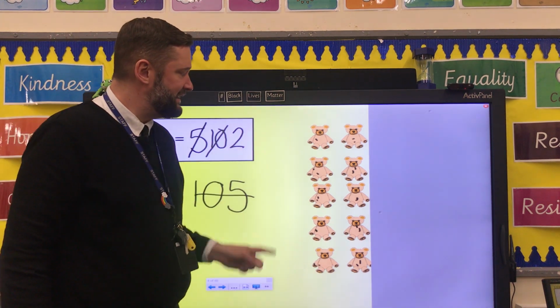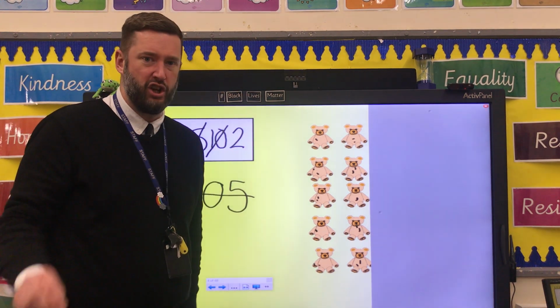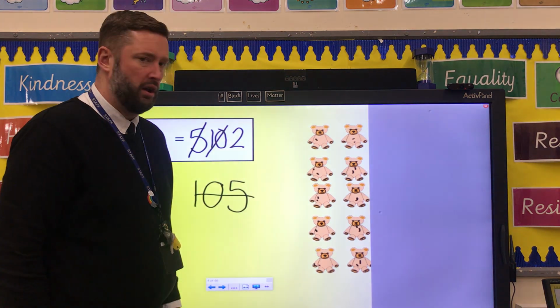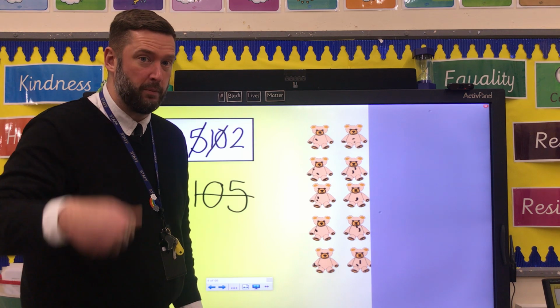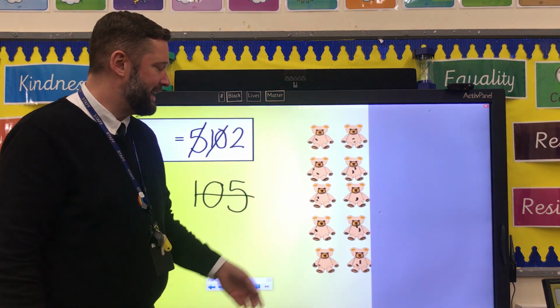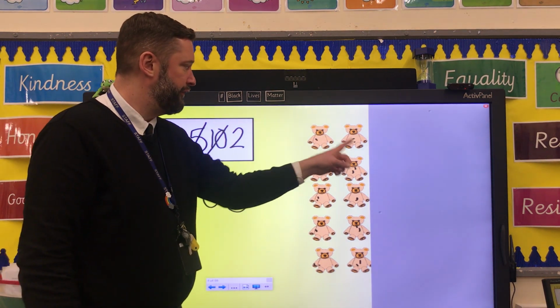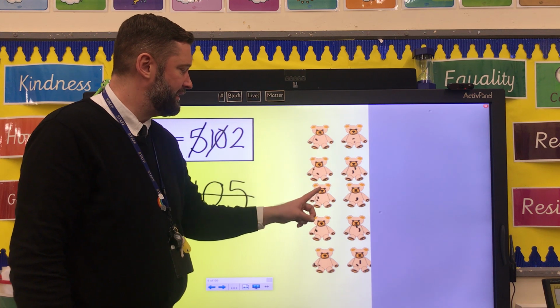I've got 10 teddies and they each represent 2. What will the total be now? I think, again, some of you should know, but let's count in twos. 2, 4, 6, 8.